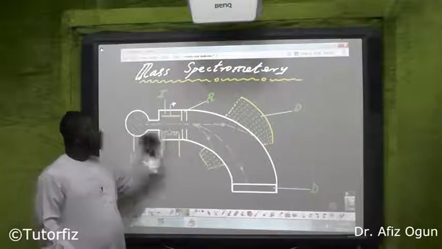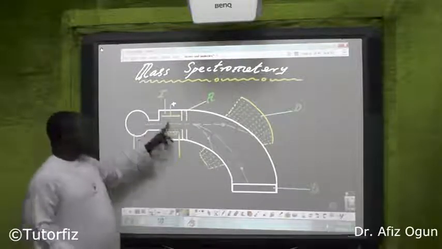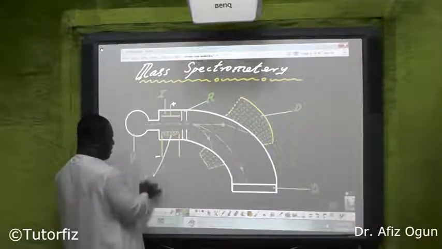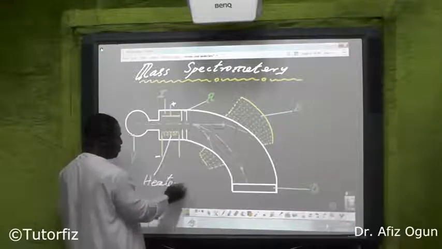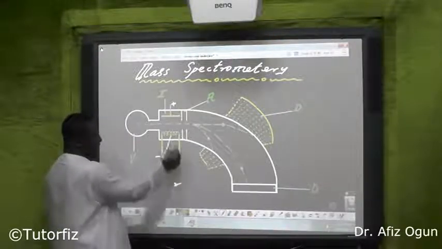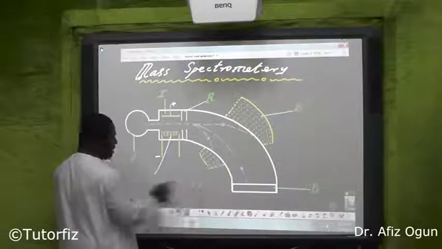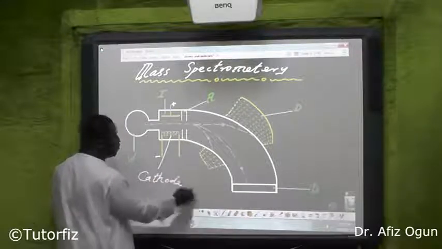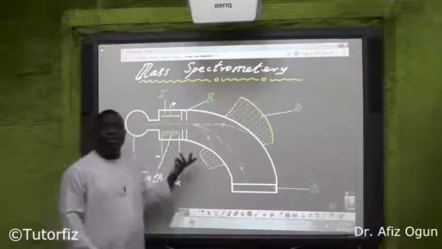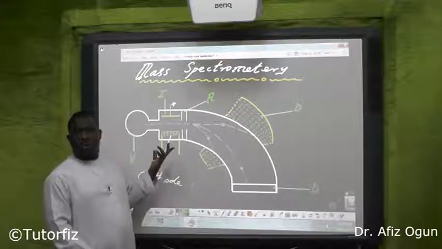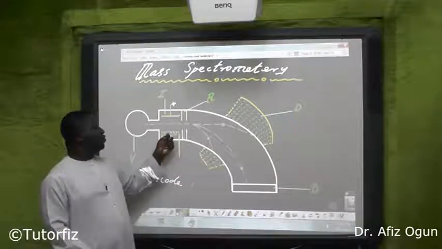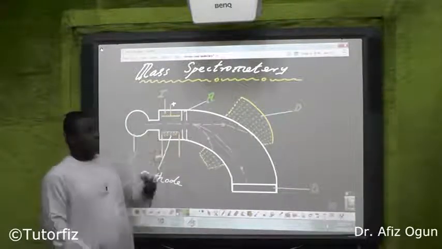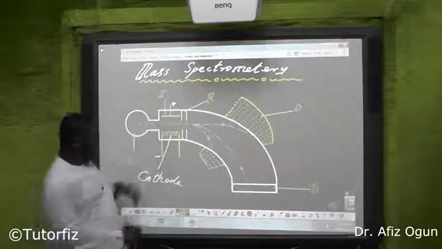It gets to this bombardment chamber. This is the heater. When you heat, it is the cathode. From the cathode, what comes out? For those of you who did Cambridge, remember thermionic emission? When you heat this cathode, electrons will come out. Fast moving electrons will be used for bombardment.